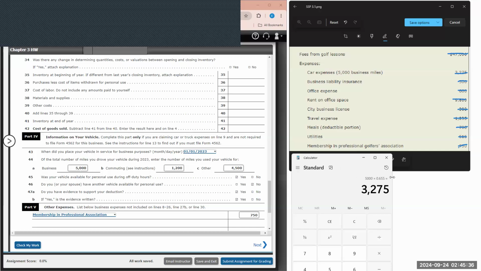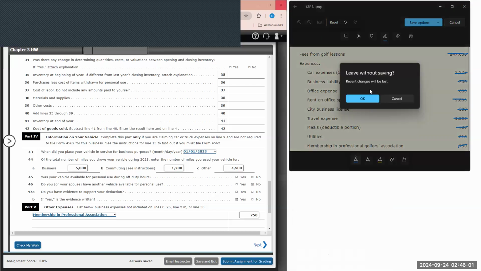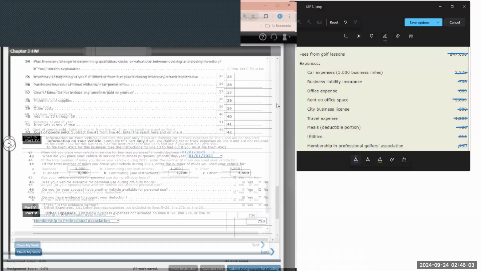The business miles multiplied by the standard mileage rate, and this is adjusted each year for inflation or depending on what's happening in the world. Tax laws, obviously, they change from time to time. But as of right now, for 2023, it's 65.5 cents, or 0.655. All right. So you prepared your first Schedule C.